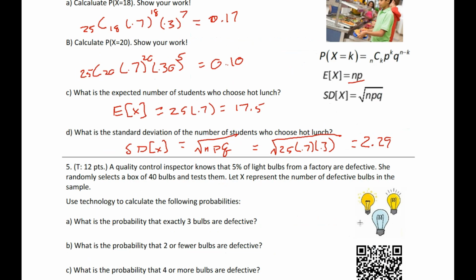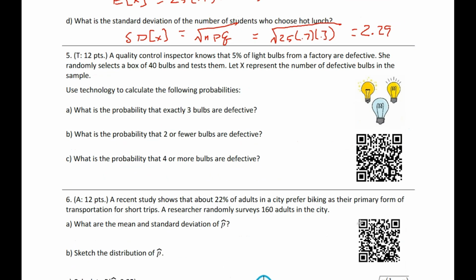Okay. Problem 5 involves a binomial model also, but this time we're going to use technology. It says a quality control inspector knows that 5% of light bulbs from a factory are defective. She randomly selects a box of 40 bulbs and tests them. Let X represent the number of defective bulbs in the sample. So for this problem, N is equal to 40. We're selecting 40 bulbs. The probability of getting a defective one is 0.05. And that's what we need to use the website.